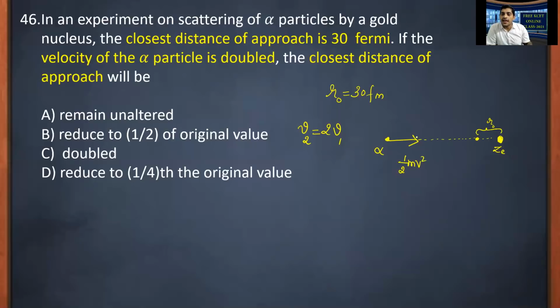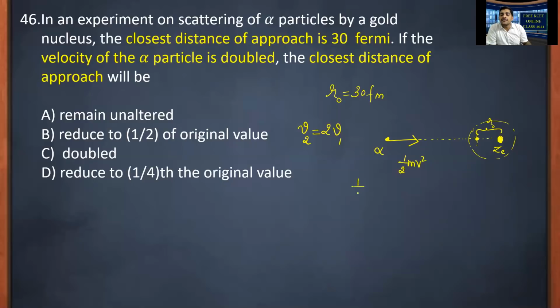Now what happens as it comes closer and closer? Its kinetic energy gradually decreases and decreases. At one position, the kinetic energy becomes completely zero. Then the system of alpha particle and the nucleus will have its own potential energy. So the total kinetic energy of this alpha particle becomes equal to the potential energy. Gradually kinetic energy decreases and the system gains the potential energy.